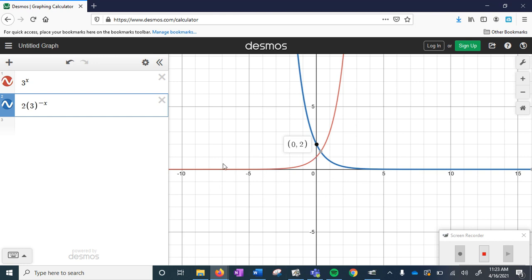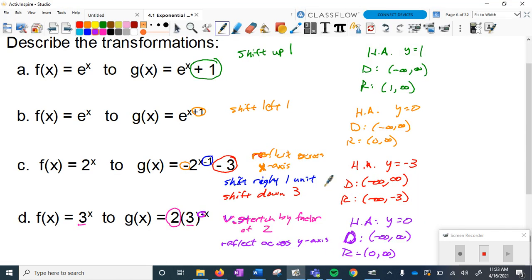The domain is negative infinity to positive infinity still. The range is from 0 to infinity. Okay, I wanted to just go over this stuff. I know we do a lot of these same transformations, so we should be pretty good at transformations. But keep in mind, you also need to be able to go the other direction.